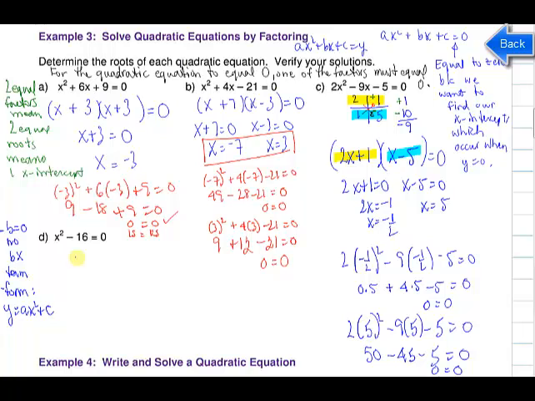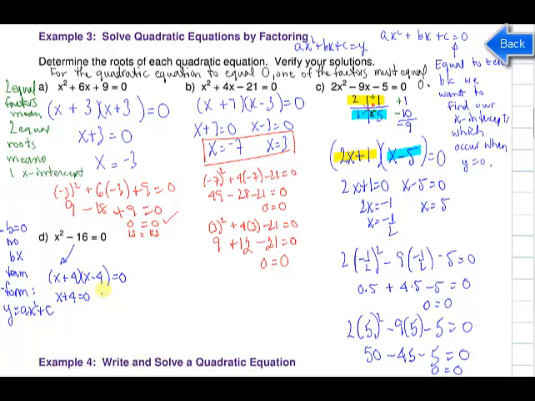Okay? So two ways you can approach this. You can approach it by factoring. Okay, it's a difference of squares. So when you factor that, square root your x squared, square root your 16, one bracket is plus, one is minus.